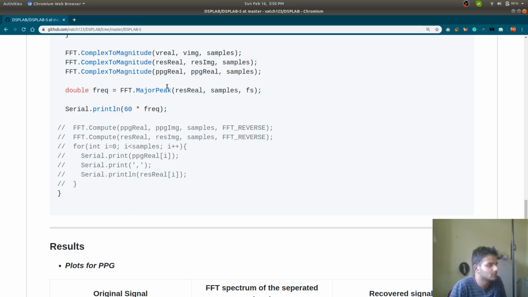If we uncomment this, we have to comment all these out, because this complex to magnitude does in place computation. So the real and imaginary parts will be converted to magnitude and placed in the res real array only. If we do this and then do inverse FFT, we'll get some garbage results. That's why we should comment this out first and then run this.